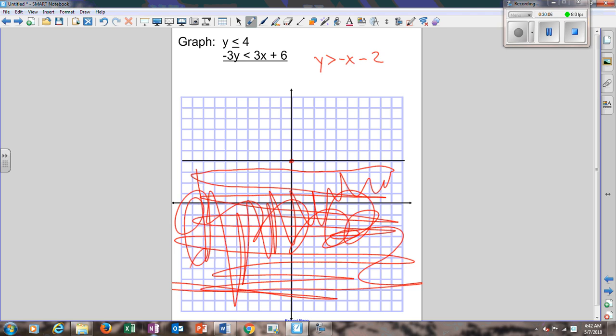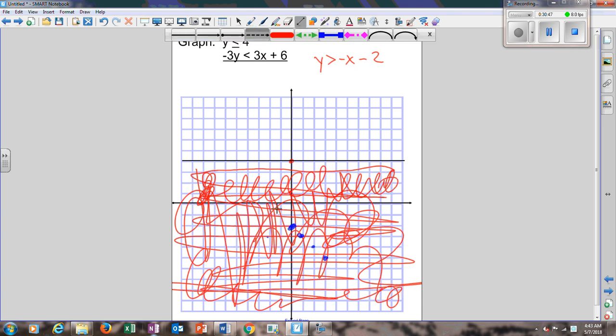So it's all of this. Then the second one starts at negative 2. Then you go down one, right one, down one, right one, down one, right one. And then because it's just greater than, it's a dotted line. It goes through all those points. And then you shade above it.